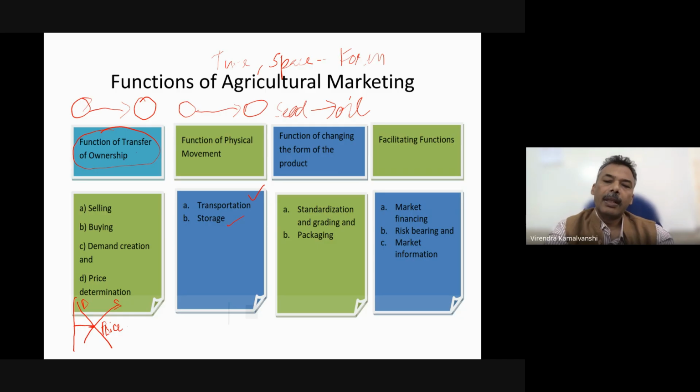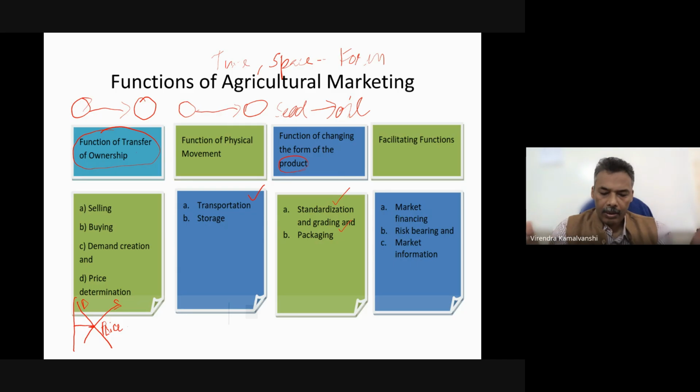Okay. Then the function of changing the form of the product. We are changing the form by simply standardization and grading. So what we do, we collect the proper size, proper shape, proper color, and we separate differently. Okay. Then packaging it.